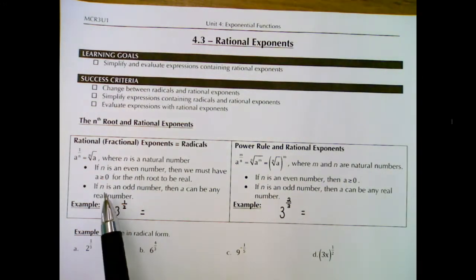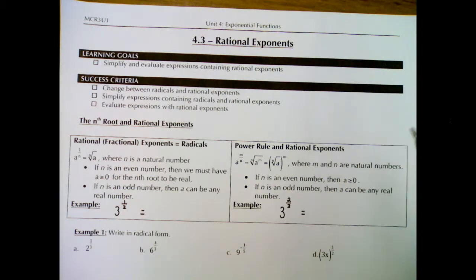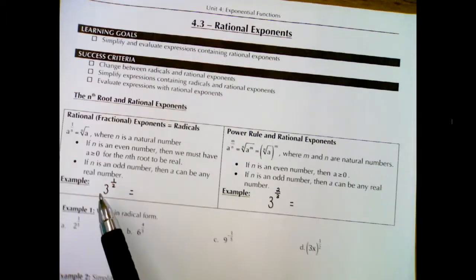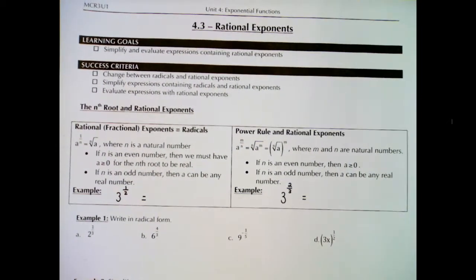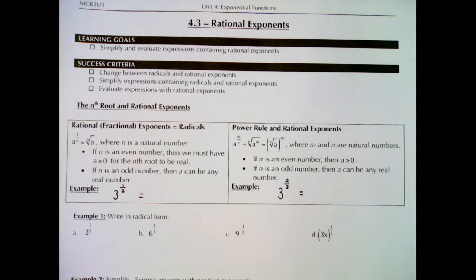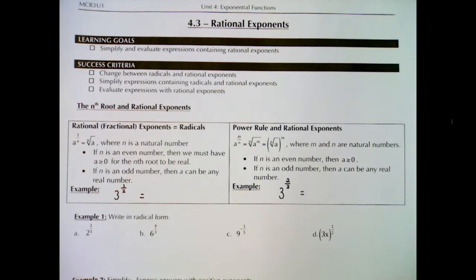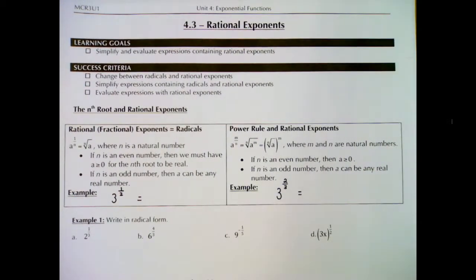But if there's an odd root, like a third root, you can multiply 3 of the same number to get a negative or a positive. So you can take the odd root of any real number. So this lesson is about taking advantage of radicals and fractional exponents to simplify and solve some expressions.